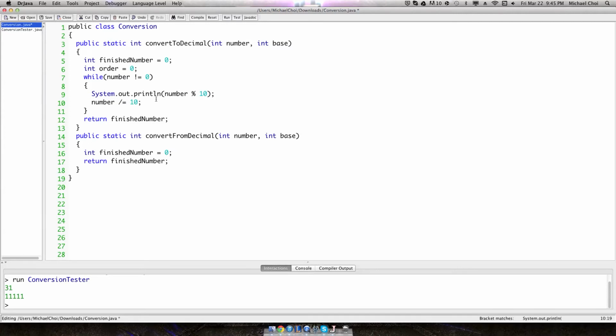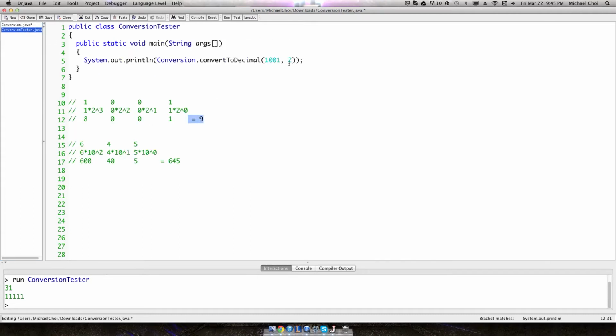Okay, so what we're gonna do here is it's gonna print out. If we give it a number like this, it's gonna print out 1 0 0. Actually, let's make this a little different. Let's say 1 1 0 1. It's gonna print out 1 0 1 1. Let's see if it works.